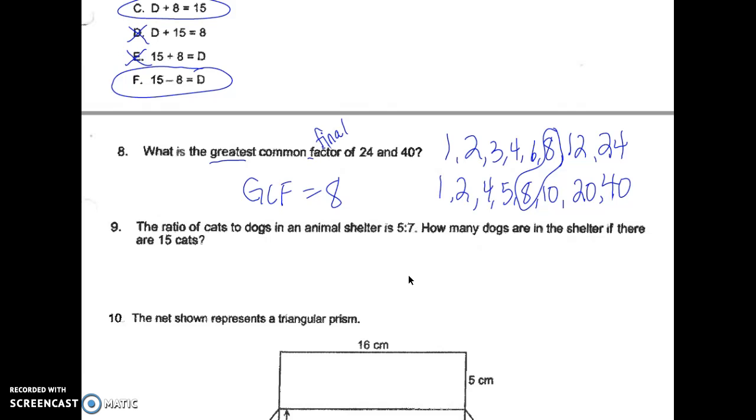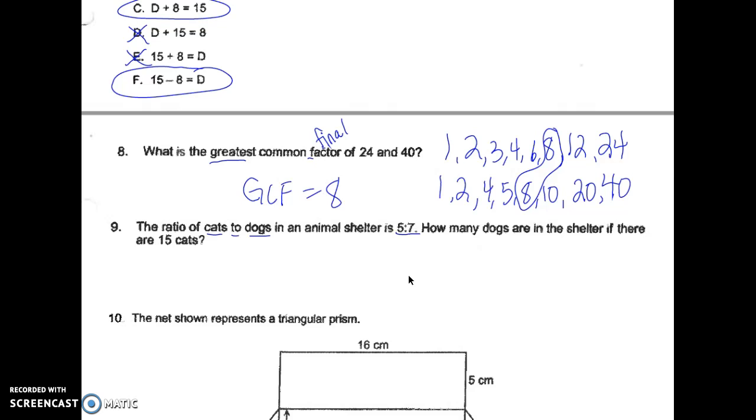Okay, number 9. The ratio of cats to dogs in an animal shelter is 5 to 7. How many dogs are in the shelter if there are 15 cats? I want you to underline this information. Cats to dogs. That is important when we're talking about ratios because that tells me the order that they're going to come in. So I know that cat's number will come first, dog number will come second.